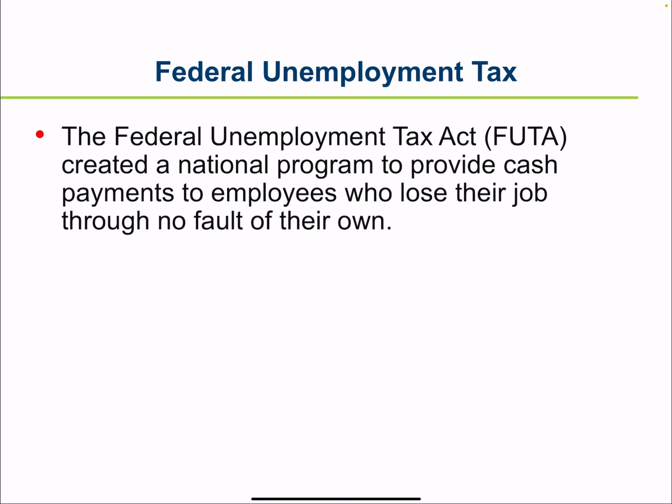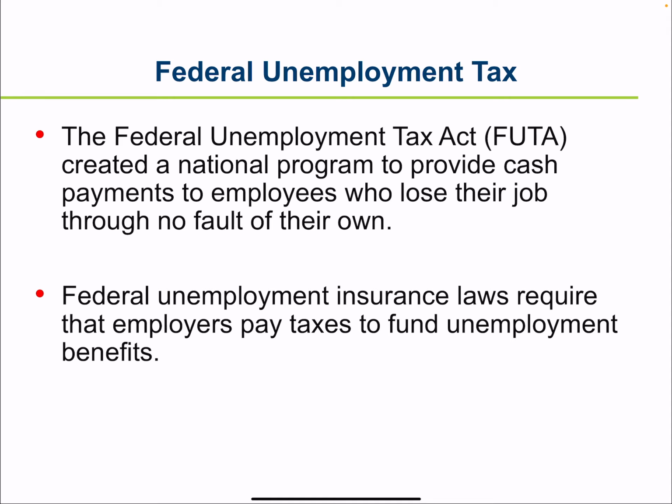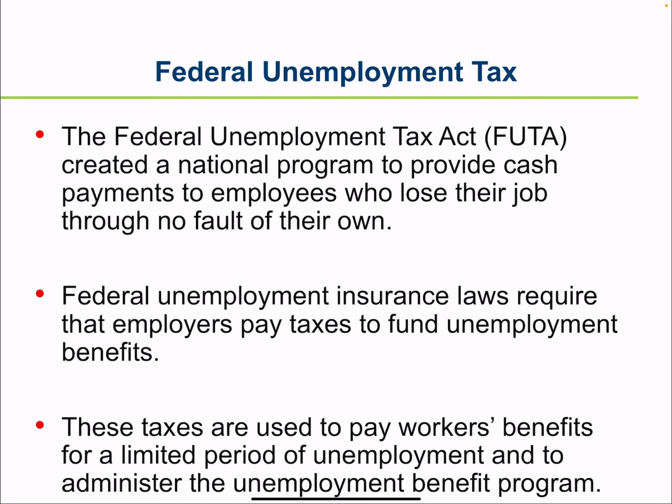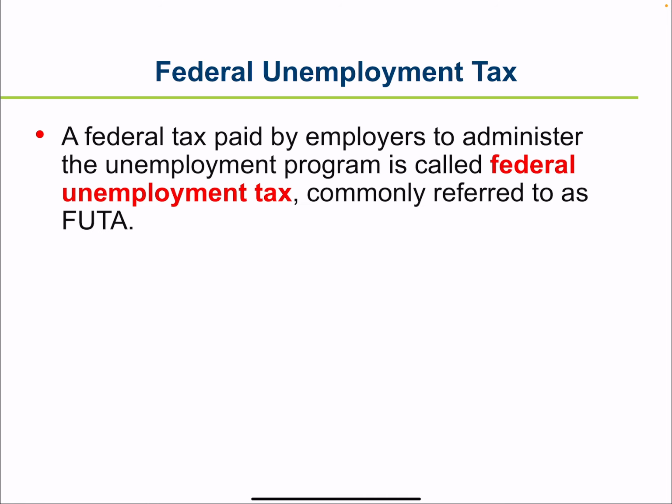The Federal Unemployment Tax, FUTA, created a national program to provide cash payments to employees who lose their jobs through no fault of their own. Federal unemployment insurance laws require that employers pay taxes to fund the unemployment benefits. These taxes are used to pay workers' benefits for a limited period of unemployment and to administer the unemployment benefit program. A federal tax paid by employers to administer the unemployment program is called federal unemployment tax, commonly referred to as FUTA.